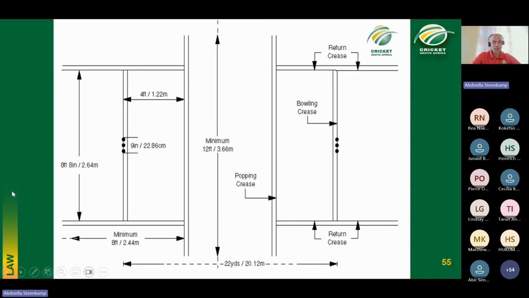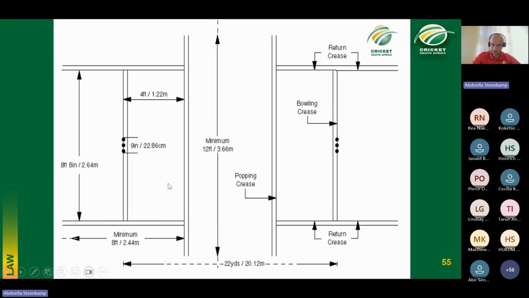And then the bowling crease. Now the bowling crease is an exact measurement. That exact measurement is from, you can look at the pic and look at the arrows, the inside edge of the one return crease right up until the inside edge of the other return crease. And that exact measurement in meters is 2.64 meters.